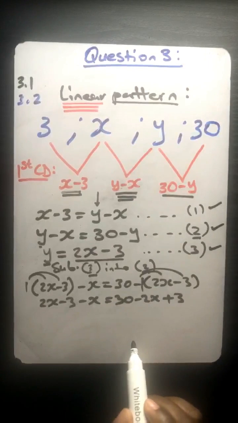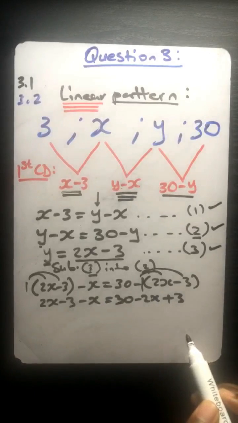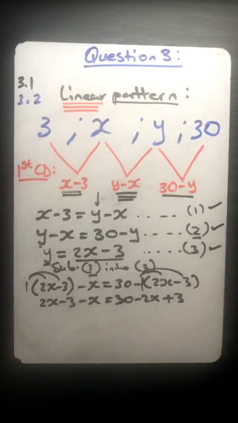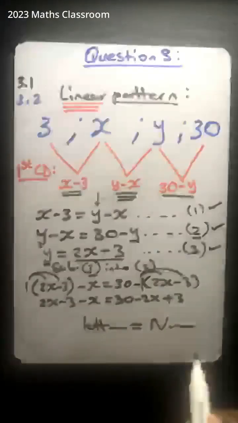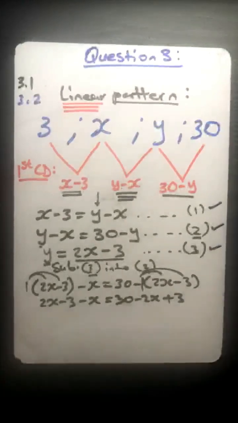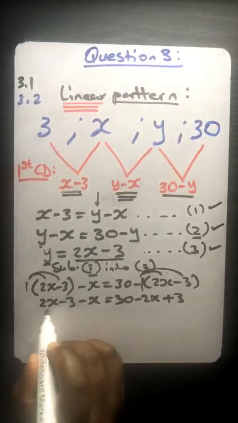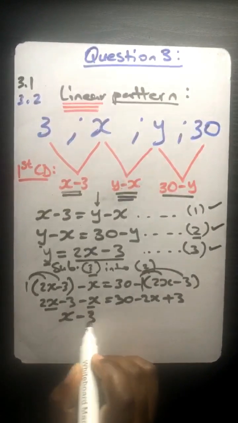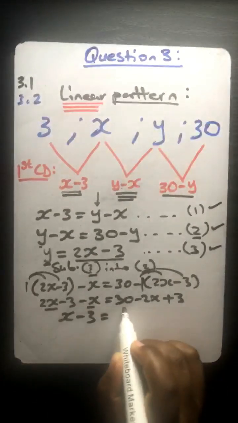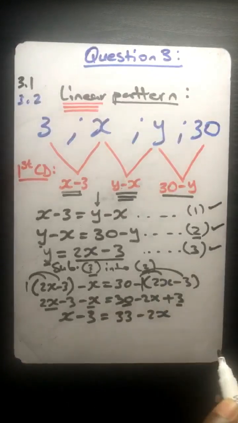So, now that we have substituted, let's work out the like terms. Remember, when you're dealing with a linear equation, you always want to have letters on the left and numbers on the right, which means it would be easy if we just move all the letters to the left. Let's see, what is that and that? I think it gives us just x. We have minus 3. Let's see, 30 plus 3. What is that? Is it not 33? I think it's 33. Can you see that we are getting closer?